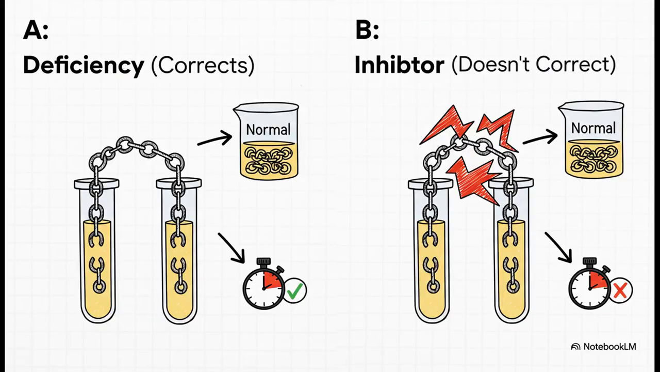The way you find out is with a mixing study. It's actually a really clever test. You take the patient's plasma and mix it 50-50 with normal plasma that has all the clotting factors. Now, if the APTT time corrects back to normal, bam, problem solved. It was a simple deficiency. But if it doesn't correct, that's your answer. It means there's an inhibitor in the patient's plasma that's still there, attacking the new factors you just added.